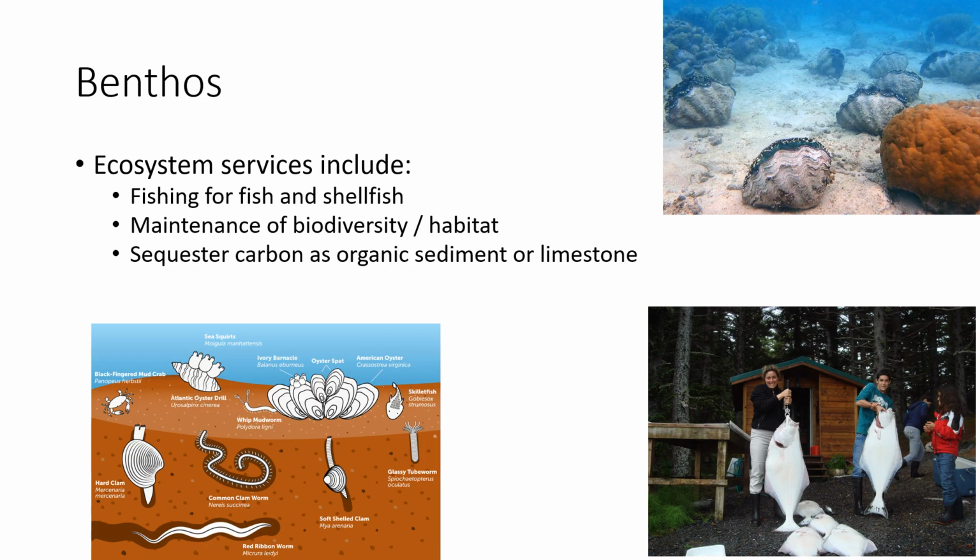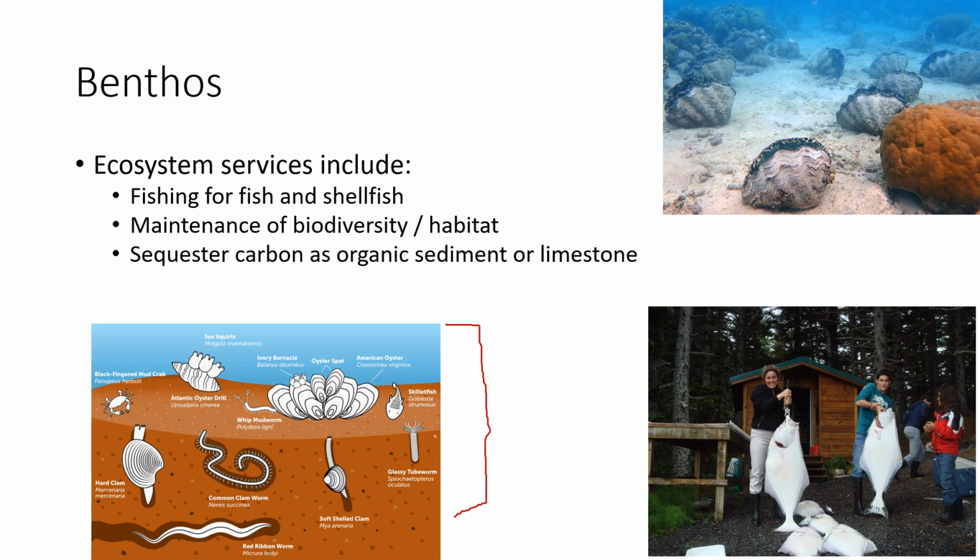The benthos again is the community of organisms that lives on, near, or in the sediment in whatever body of water we're looking at. That could be stuff like flatfish, like the halibut that you see in the bottom right. It could be clams and mussels and sponges, like what we see on the top right. Or it could be many of these organisms diagrammed down here, many of the worms that are living in the sediment. So lots of different variability.